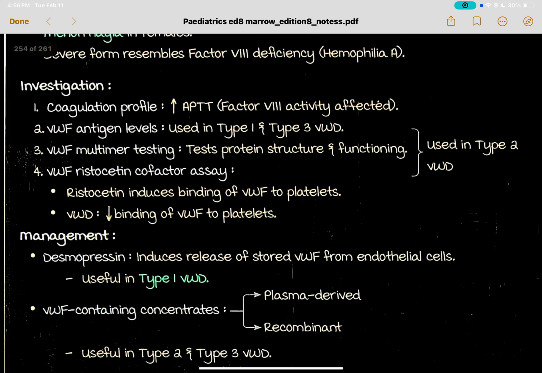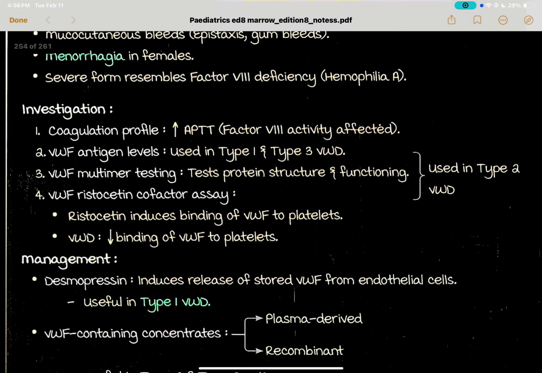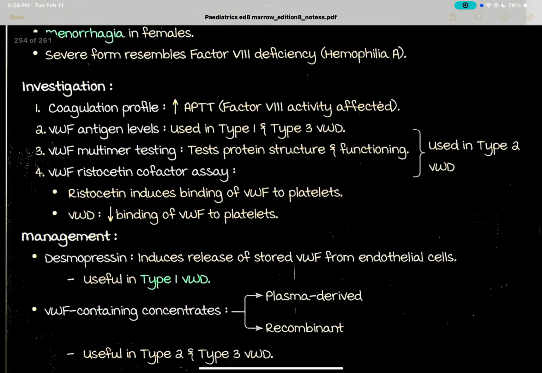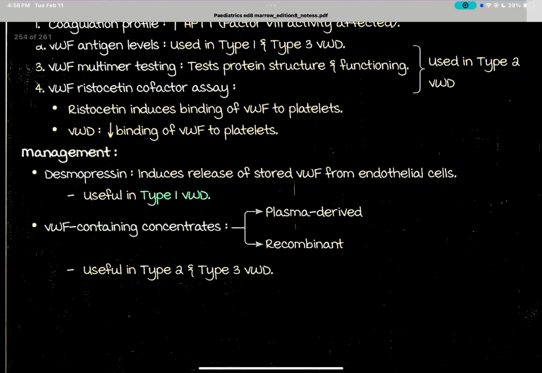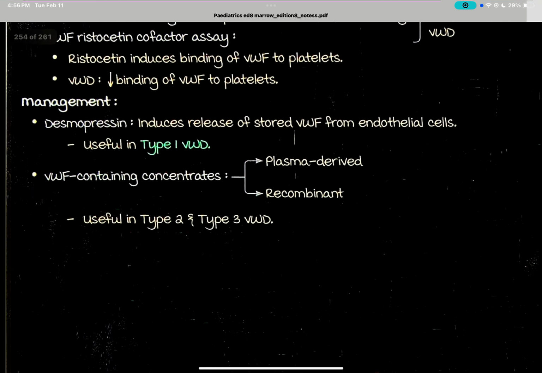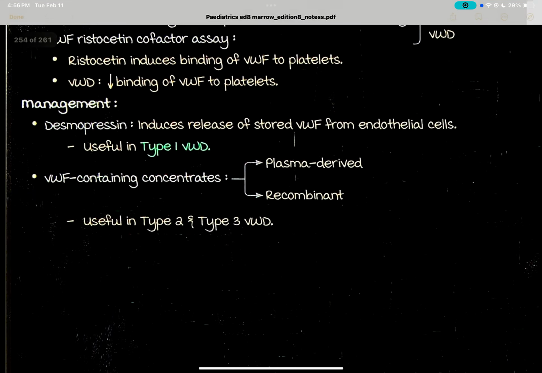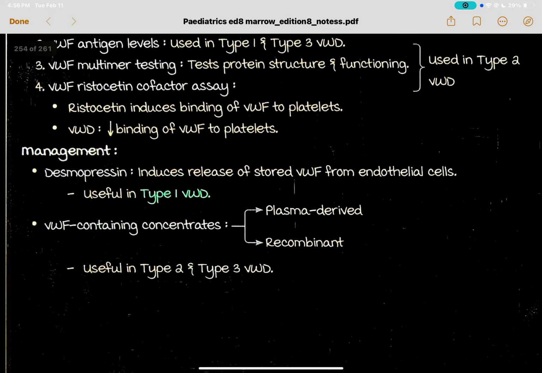So coagulation profile, you'll see increased APTT, intrinsic pathway affected, factor 8 activity affected. Von Willebrand antigen levels can be used in type 1 and type 3 disease. Multimer testing tests protein structure and functioning. Ristocetin cofactor assay: ristocetin induces binding of von Willebrand factor to platelets. In von Willebrand disease, von Willebrand factor is not binding to platelets, so ristocetin will be helpful.